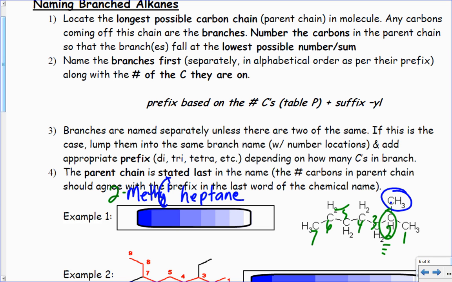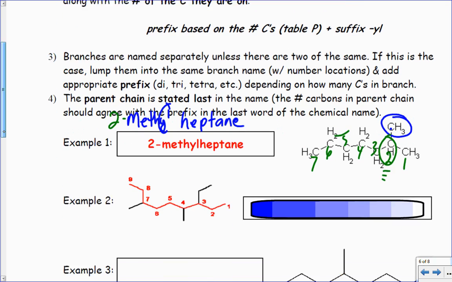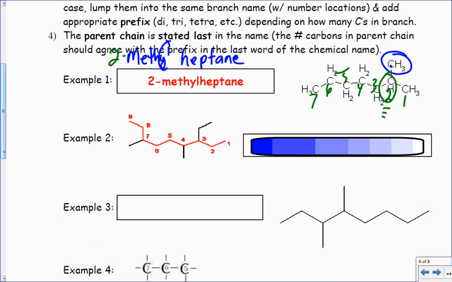Let's see if I got the hept right, because I don't even have reference tables in front of me. Yeah, 2-methylheptane. Got it. So now the naming works as a map. I need to be able to go backwards and forwards with these things. So here is the shorthand that I do not like and I do not want to see you guys use, but I'm going to go through it now.